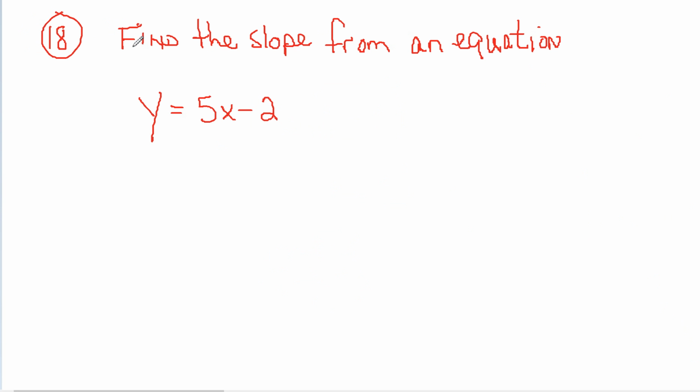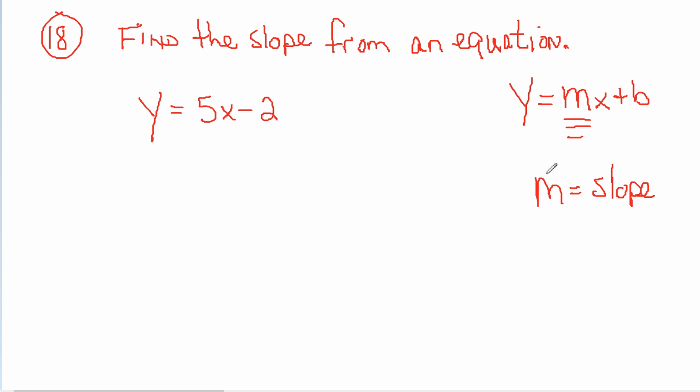Okay, number 18 from the book, find the slope from an equation. All right, anytime you have to find a slope from an equation, we have to make sure it is in y equals mx plus b form, and we're looking for m because m equals the slope. Okay, so in this equation, the slope is simply 5.